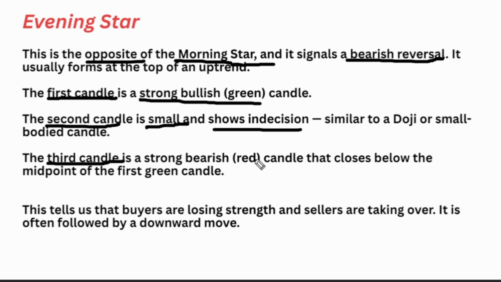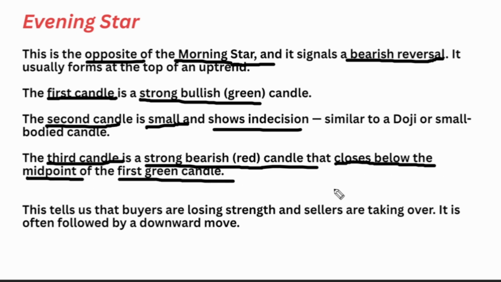The third candle is a strong bearish red candle that closes below the midpoint of the first green candle, or the 50% level of the first green candle. This tells us that buyers are losing strength and sellers are taking over. It is often followed by a downward move.